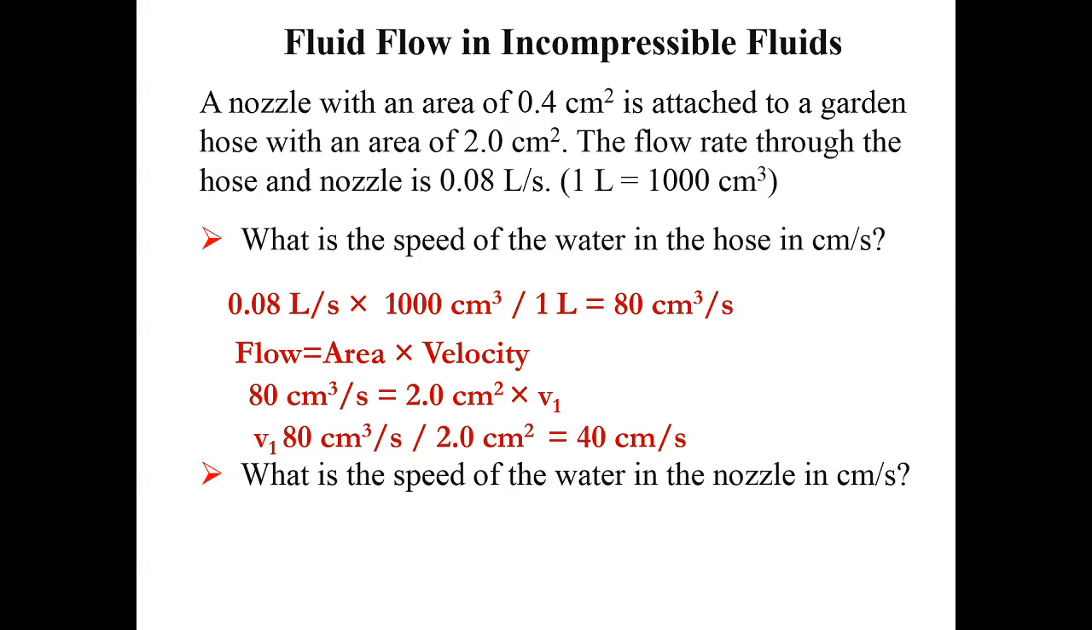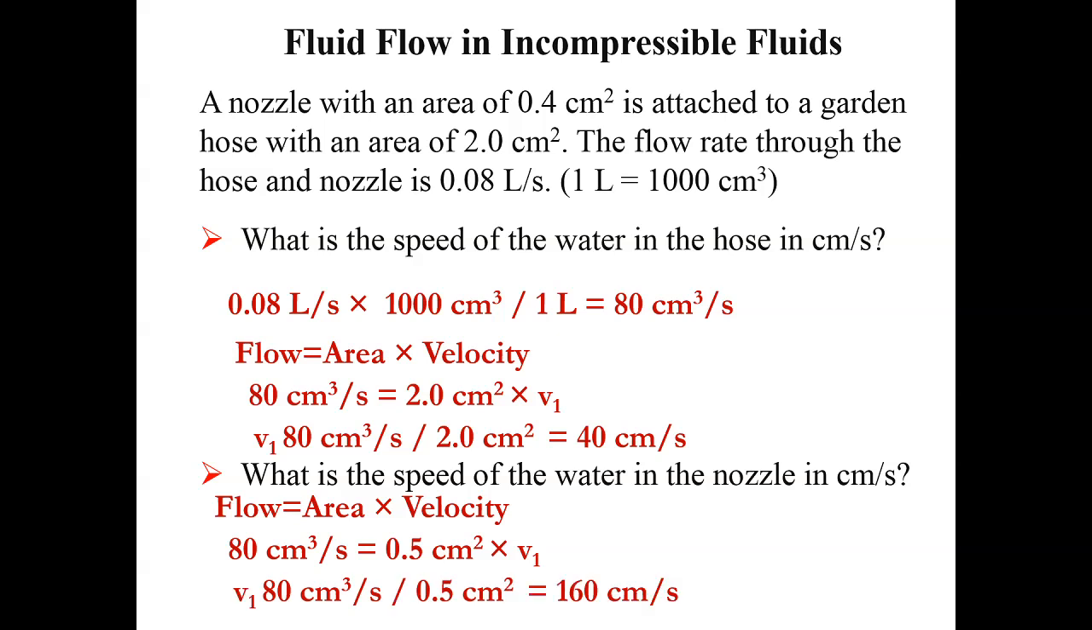We can do this one of two ways. The first is to do it just like the first problem. So the flow is equal to the area times velocity. The flow is still 80 centimeters cubed per second. The area is now 0.5 centimeters squared. So we divide by that to get the velocity. And so when we do that, we get a new velocity of 160 centimeters per second.